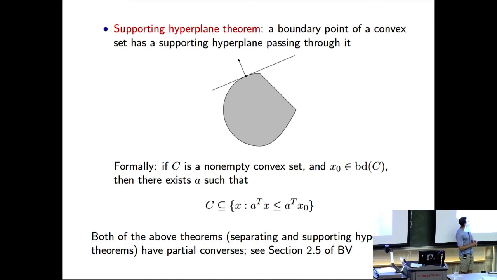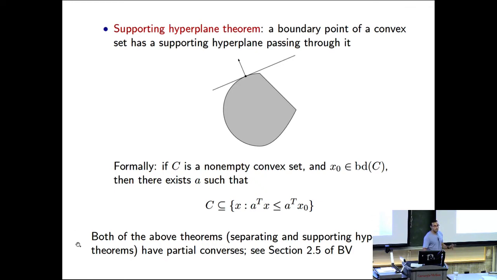Okay, so that's the definition of a supporting hyperplane. And this is a very important property because, in fact, it's what we use to prove existence of subgradients of convex functions. Just an application of the supporting hyperplane theorem. So both of these theorems that I just told you actually have partial converses.